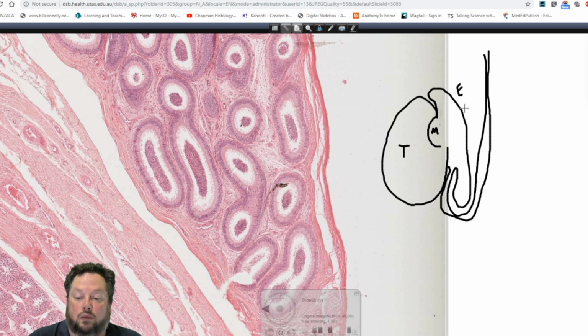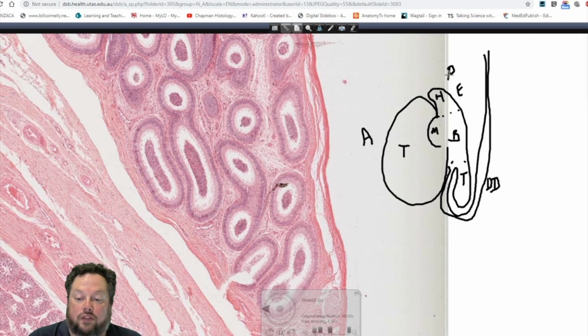I'm drawing with the mouse here, which is why it's quite gross. And so we divide it into three regions. We have the head of the epididymis, we have the body, and then we have the tail. And the tail becomes continuous with the ductus deferens, which is what this is here. Okay, so this sits on the posterior surface. So this is anterior, this is posterior.